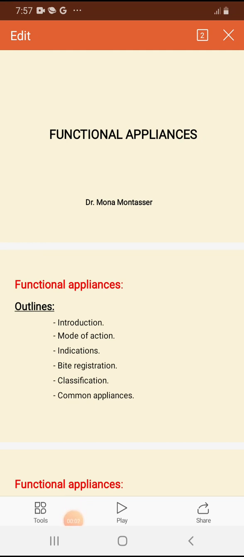Functional appliances. This presentation is about functional appliances, and it will include introduction, mode of action, indications for the use of functional appliances, bite registration for a functional appliance, classification, and common appliances.